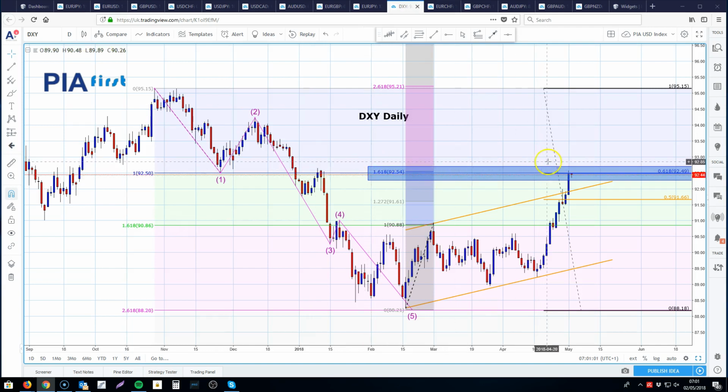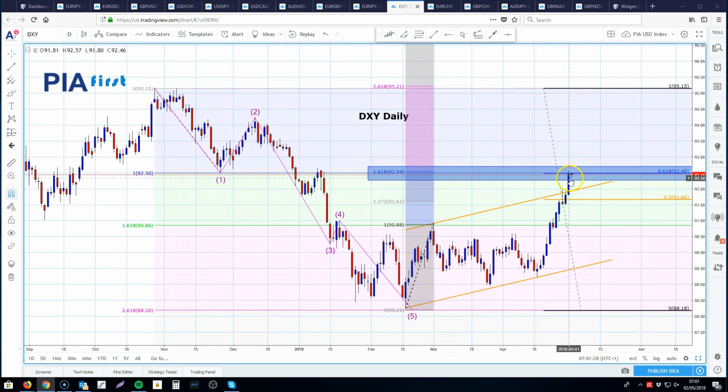This area here is a Fibonacci confluence area. So we've got a 5-wave drive to the downside, and then we've seen a pullback to the 61.8% extension level at 92.49. Now this can also be seen as a third wave extension to the 161.8% extension level at 92.54.